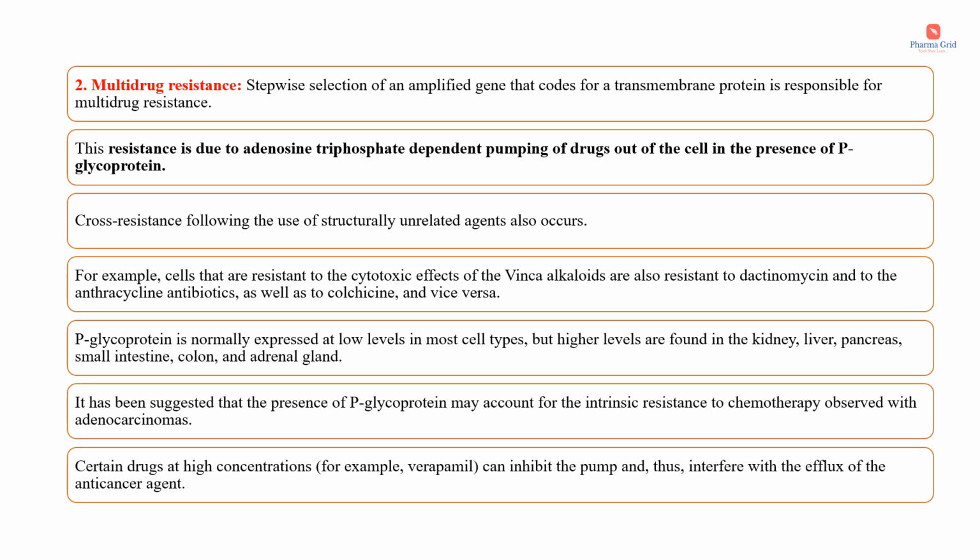P-glycoprotein is normally expressed at low levels in most cell types, but higher levels are found in the kidney, liver, pancreas, small intestine, colon, and adrenal gland. So it has been suggested that the presence of P-glycoprotein may account for the intrinsic resistance to chemotherapy observed with adenocarcinomas. Certain drugs at high concentrations, for example verapamil, can inhibit the pump and thus interfere with the efflux of the anti-cancer agent. That is, the P-glycoprotein inhibitors can interfere with the efflux of the anti-cancer drugs.